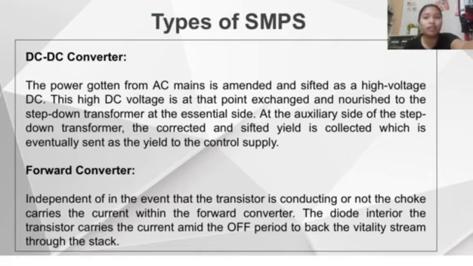The auxiliary side of the step-down transformer is corrected and shifted yield is collected, which is eventually sent to control the power supply.